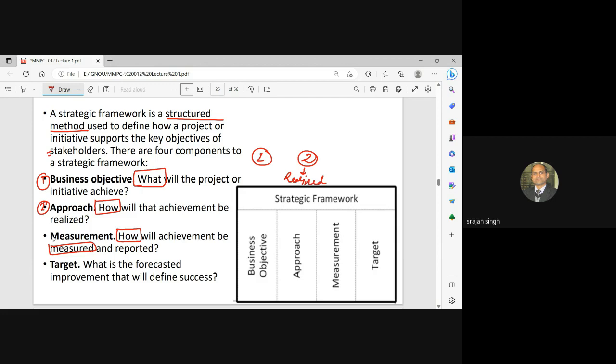So whether there is a gap between desired and realized, if there is a gap, it means the strategy was not sufficient or good enough for your plan to be realized. So how will you measure whether your strategic framework or structured method was successful or not? And then target means what is the forecasted improvement that will define success. Target means forecasted improvement, that is, what is that thing in your plan or strategy on the basis of which you can say whether your strategies were successful or not.